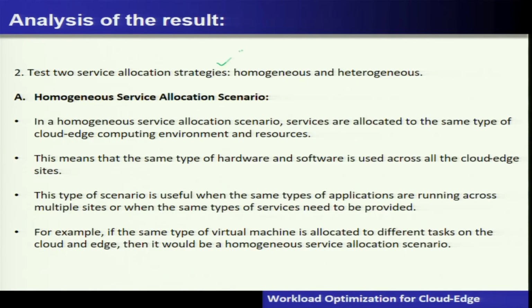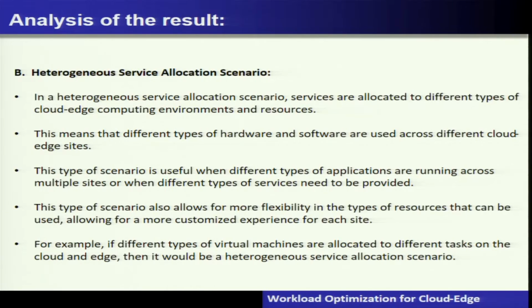There are two service allocation strategies, homogeneous and heterogeneous. In the homogeneous service allocation strategy, services are allocated to the same type of environment in the cloud edge computing environment and resources, which means almost the same type of hardware and software is used in running them. If the same type of virtual machines is allocated to different tasks, then it is a homogeneous type of service, whereas heterogeneous services do not have this similarity. Different virtual machines are allocated to different tasks on the cloud edge, and then it is a heterogeneous type of service.